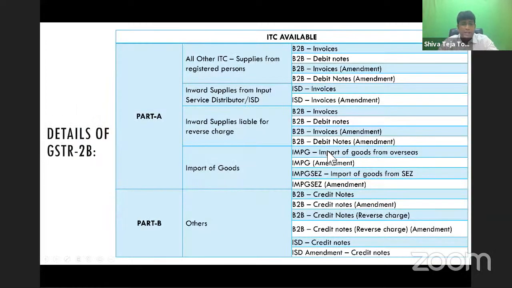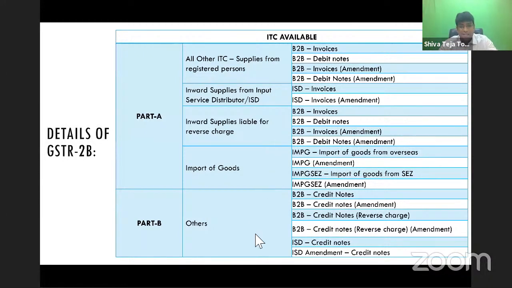Next point, details of GSTR 2B. You can see that part A, all other ITC supplies from registered person: B2B invoice, B2B debit note, B2B amendment, B2B debit note amendment. Then ISD invoice, ISD amendment. Next point, very, very important: inward supplies liable for reverse charge. Most important concept. Then import of goods.